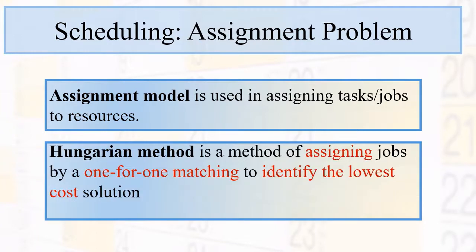The Hungarian method is the method we're going to be using for assigning jobs by matching jobs to workers to identify the lowest cost solution. And there's a very clear procedure that we're going to go over that is going to help us find the optimal solution.